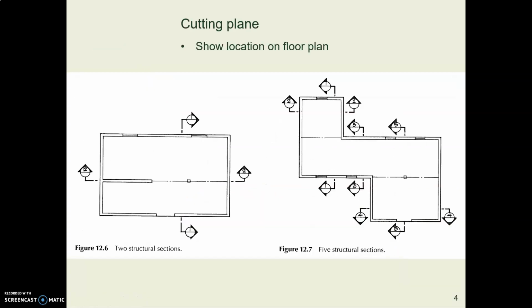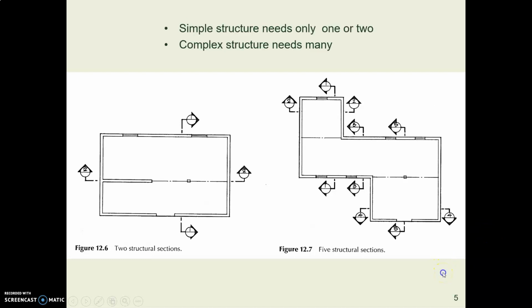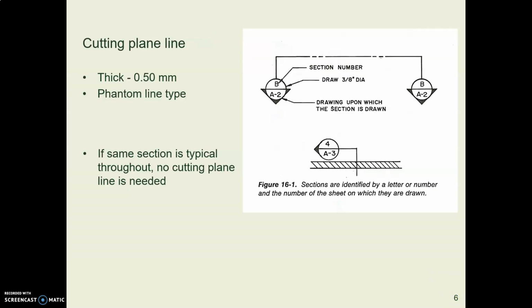And then on the floor plan, you place those arrows, those reference symbols, to show the reader where you have cut the section through the building and what direction you are looking. If you have just a simple floor plan, you might only need one section, maybe two. If you have a complex building, you might need a whole bunch of them, and that's fine too. You just number them and tell the reader where to find those sections. Then the cutting plane line is thick. It's a phantom line type.